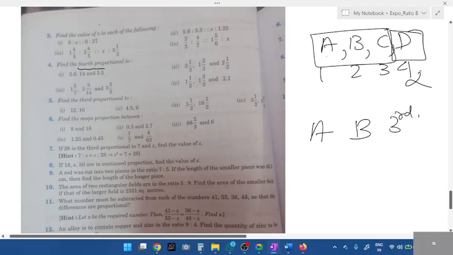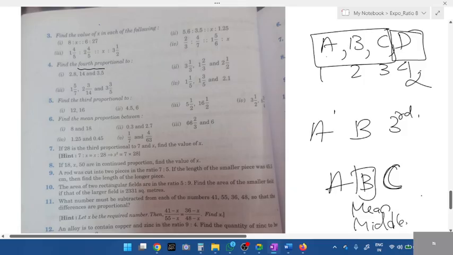Next, mean proportion. Mean is nothing but the center one, the middle one. If I write A, B, C, in between A and C, what alphabet do we get? In between A and C, we get B. This is known as the mean, students. Mean means in the middle. We need to find the mean value. These are the three types of question.